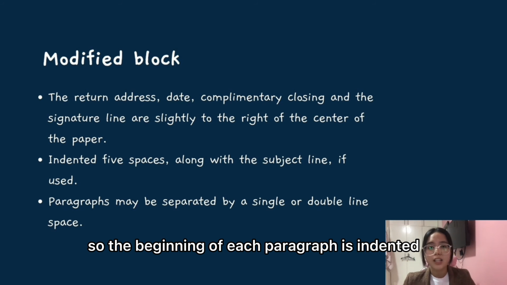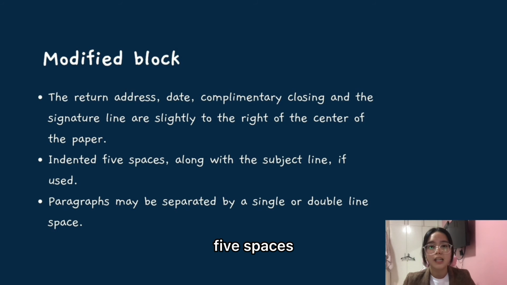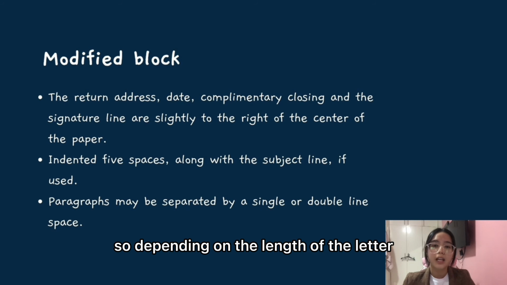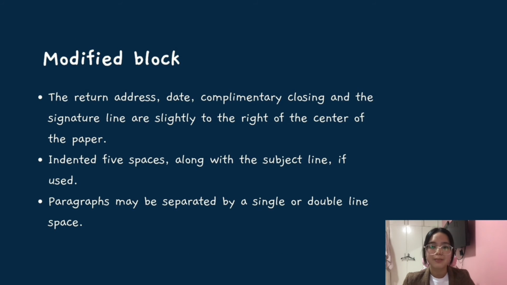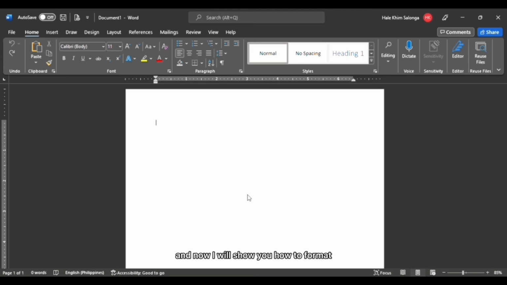The beginning of each paragraph is indented 5 spaces, along with the subject line if used. Depending on the length of the letter, paragraphs may be separated by a single or double line space. And now I will show you how to format a letter in modified block style.